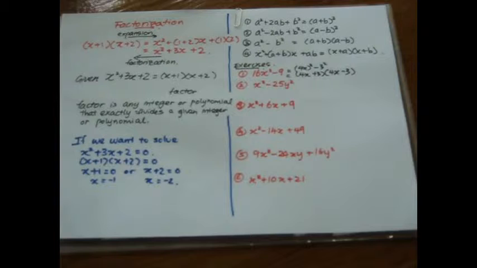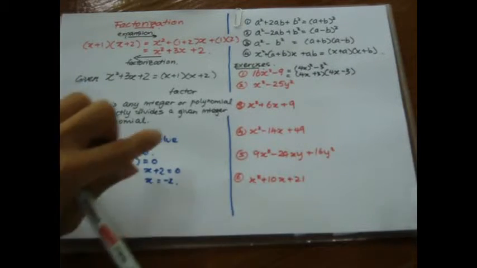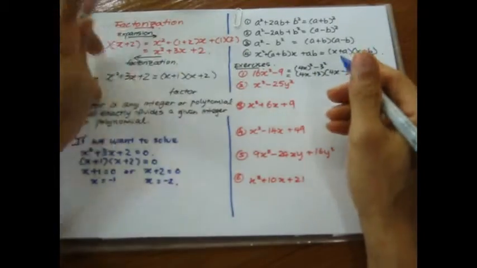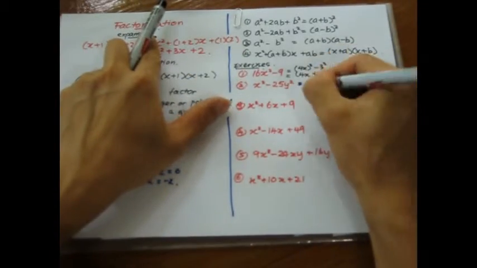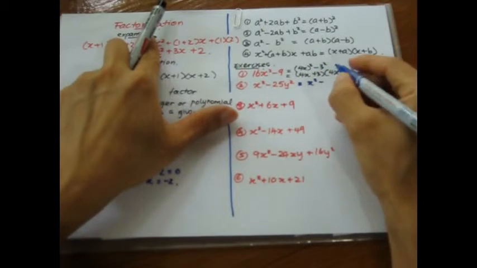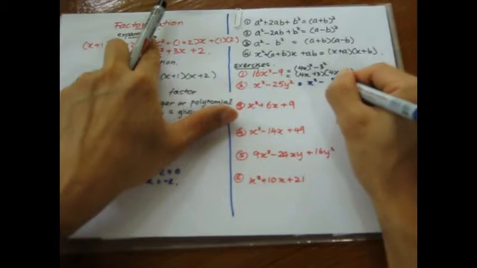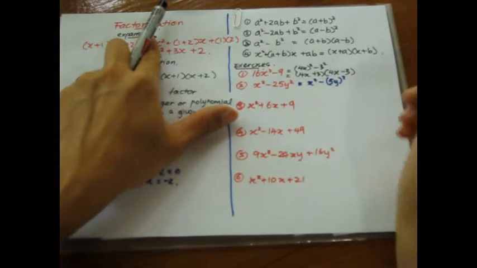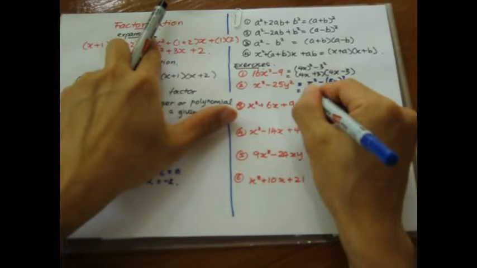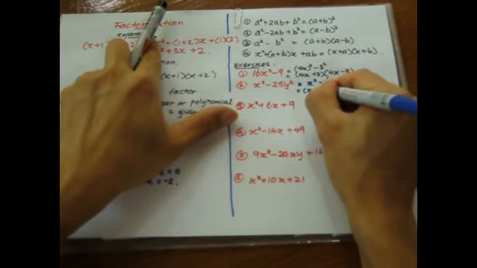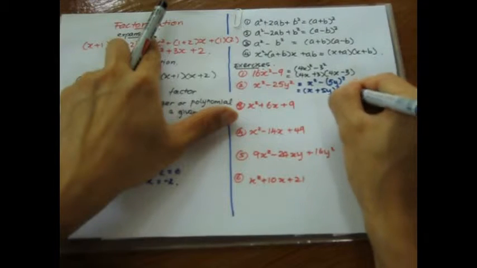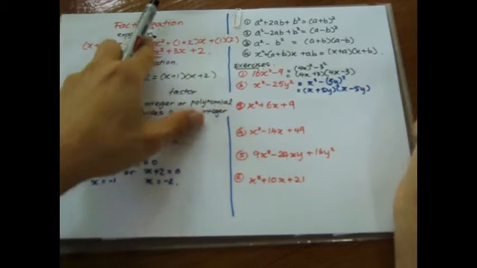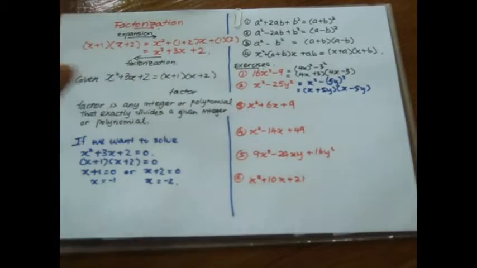And let's do question number 2. Question number 2, I have x squared minus 25y squared. Oh, lucky, this is also form number 3. So I can rewrite this as x squared minus 5 times y everything squared, since 25 is 5 squared. So that becomes x plus 5y times x minus 5y. So these are the two factors. I'm done.